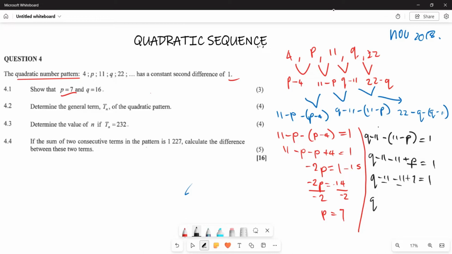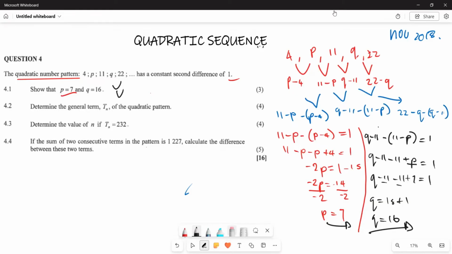And when you say negative 22 plus 7, this is going to be what? This is going to be your negative 15, right? When you take your negative 15, this side is going to be same as 15 plus 1, which means your Q is going to be given by 16. So yes, indeed, your value of your Q is going to be given by 16. And therefore, you have successfully shown these values that they wanted you to show, right? So that is going to be that.